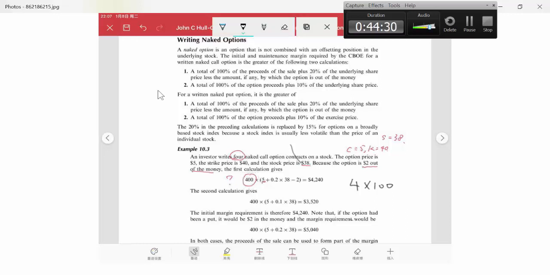And then you multiply the part inside, which gives you the option price. The strike is 40, the stock price 38, so it's out of the money by $2. It's just calculating the intrinsic value.